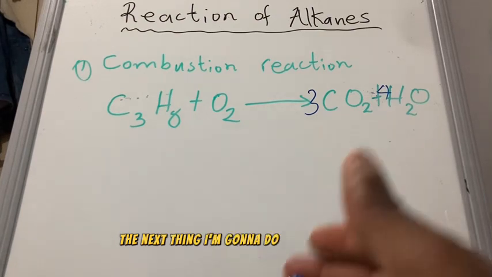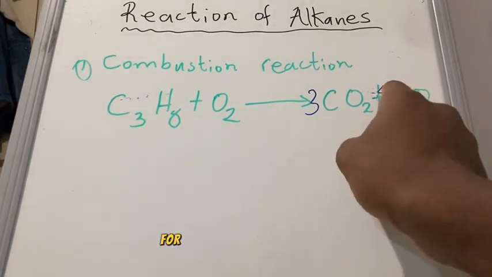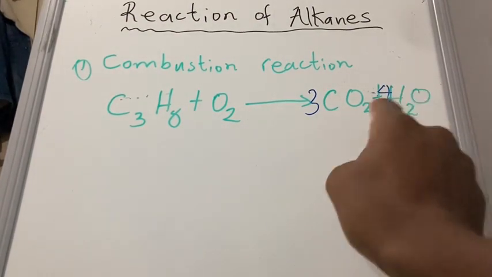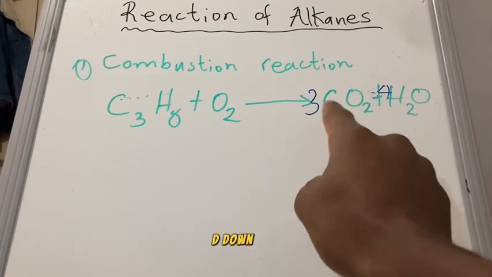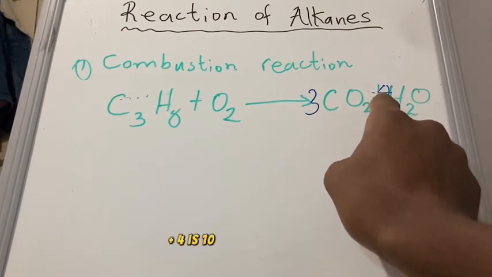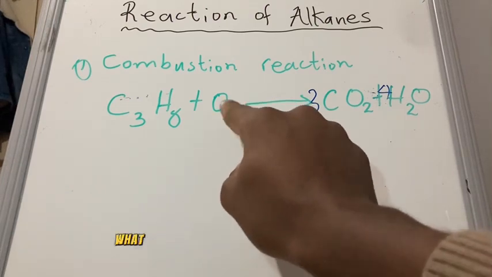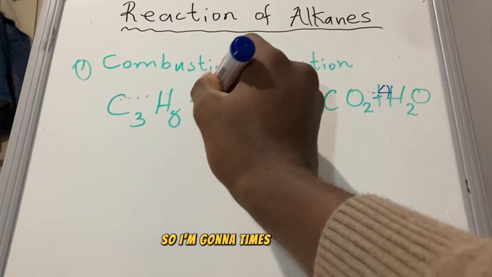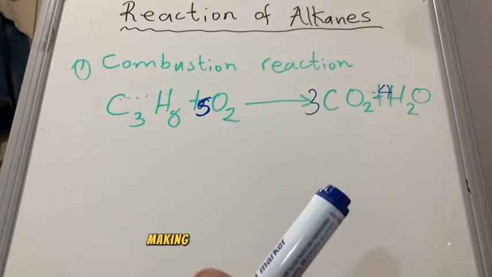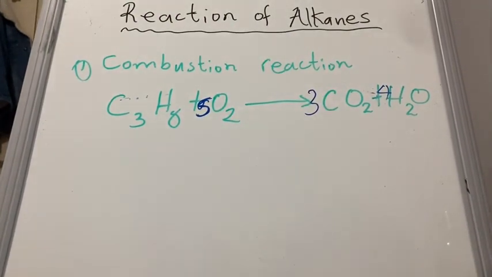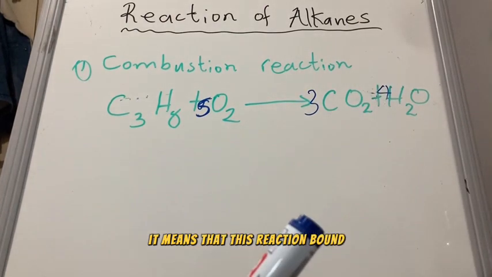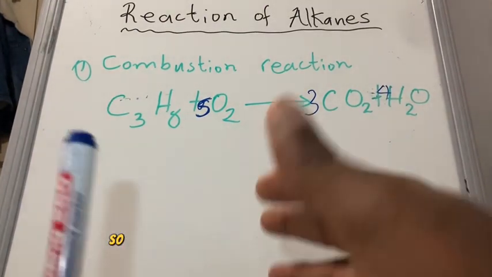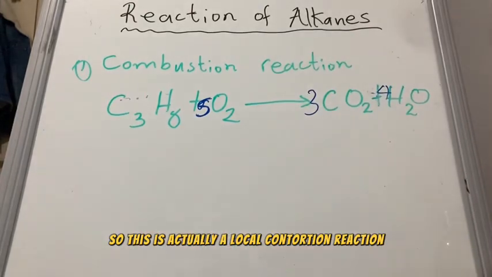The next thing I'm going to do is to balance oxygen. This 4 affects oxygen. 3 times 2 is 6, plus 4 is 10. So what number times 2 gives me 10? It is 5. So I'm going to put 5 here, making this balanced. It means that this reaction is balanced. So this is actually what we call a combustion reaction.